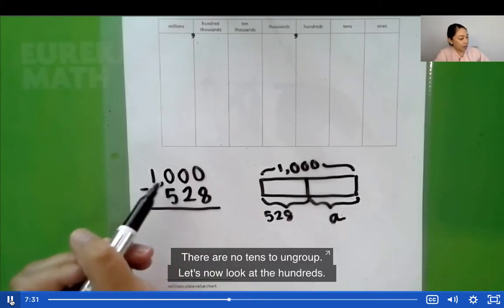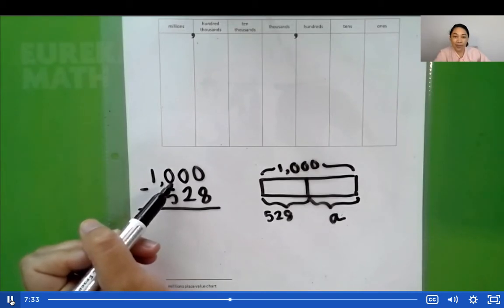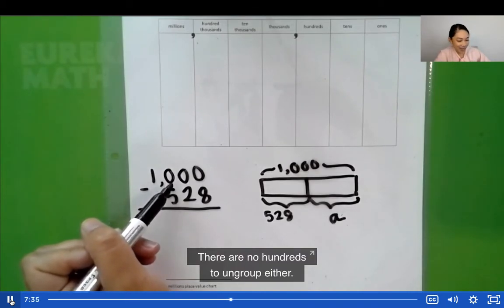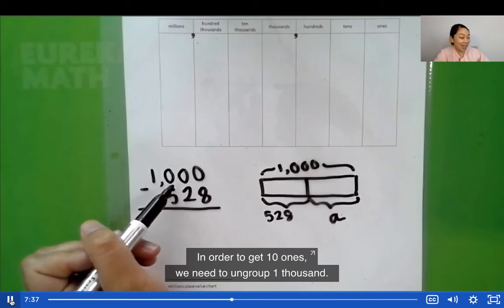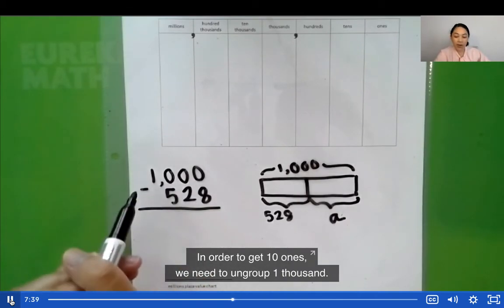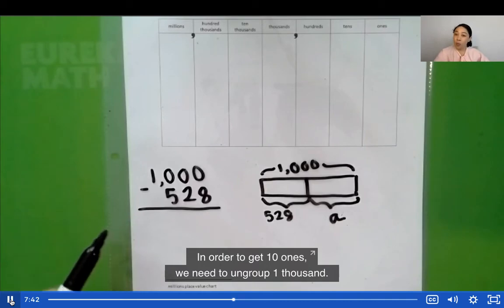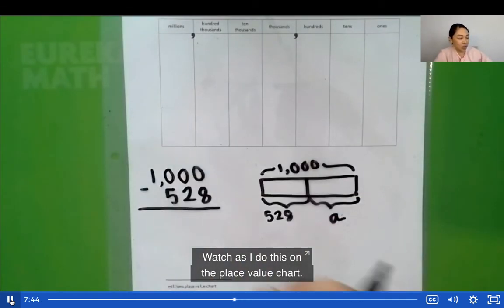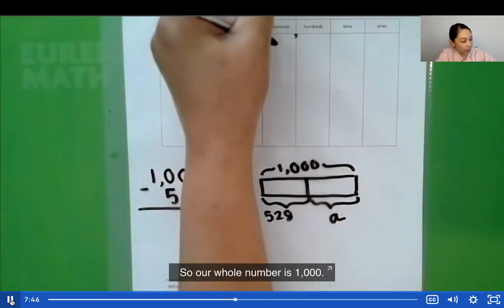Let's now look at the hundreds. There are no hundreds to ungroup either. In order to get 10 ones, we need to ungroup 1,000. Watch as I do this on the place value chart. So our whole number is 1,000.